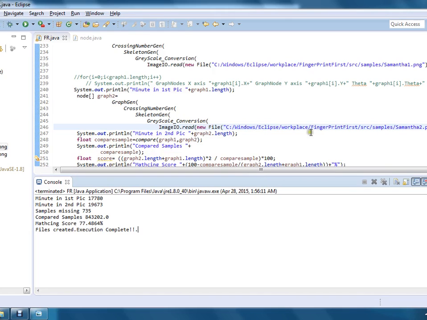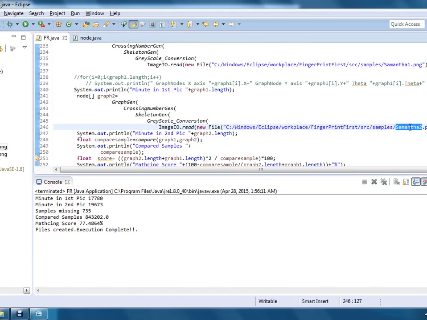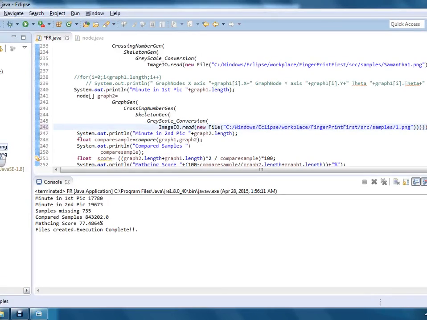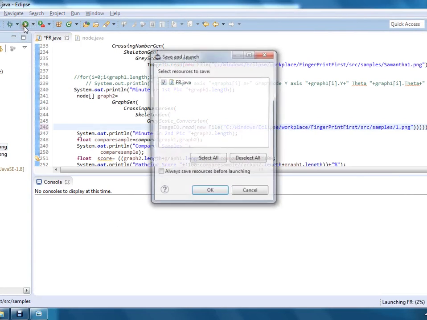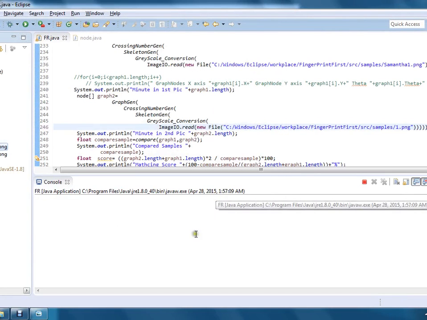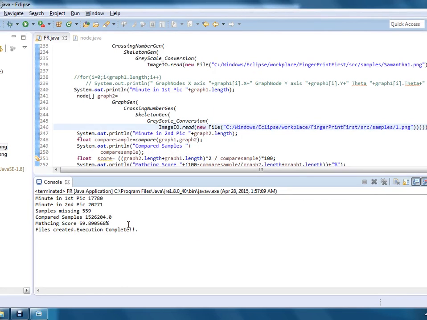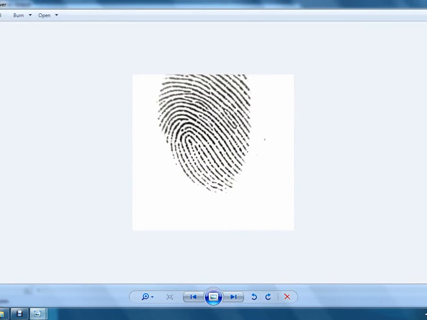We can also see two non-matching images. Here I'm comparing one.png with my roommate's impression, which should not verify and should be below 75%. Here we got 59.890%.